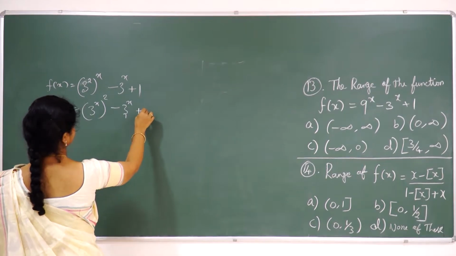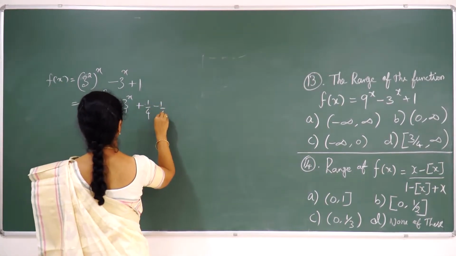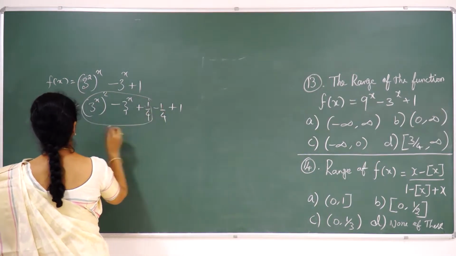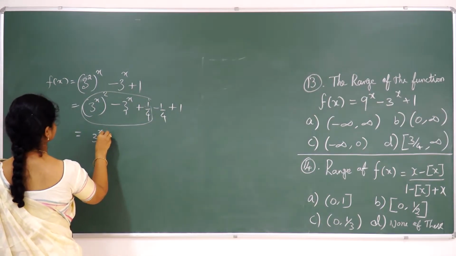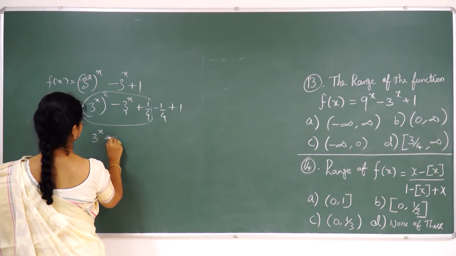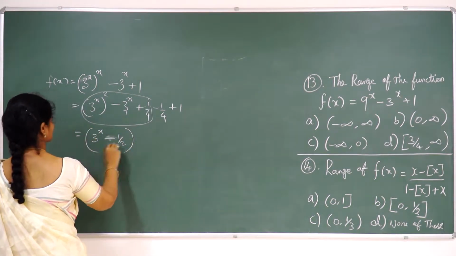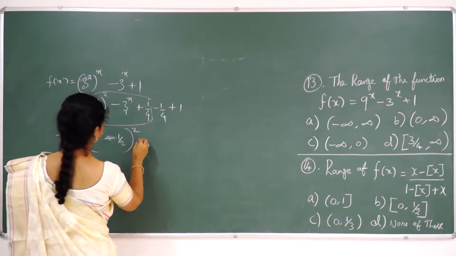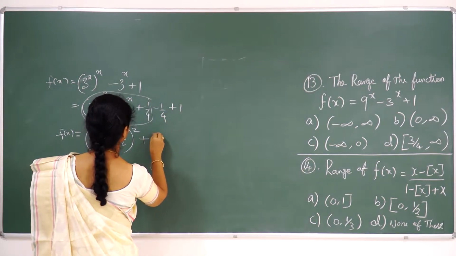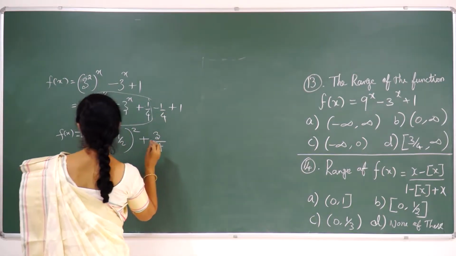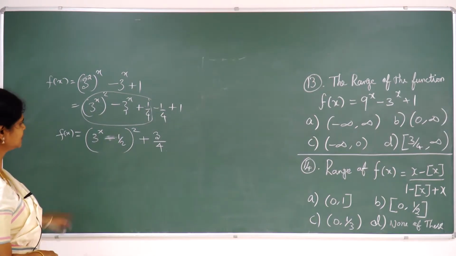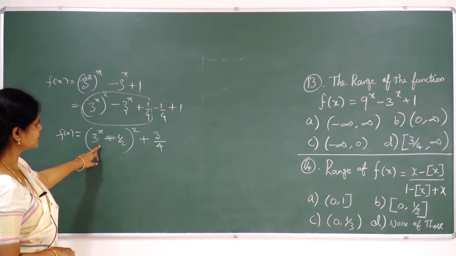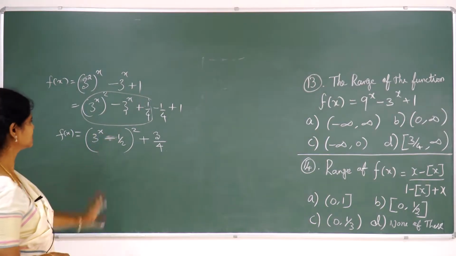You add plus 1 by 4 and minus 1 by 4 to make it a perfect square. This term is a perfect square, so this is 3 power x minus 1 by 2 the whole square. So f of x equals this term plus, 1 minus 1 by 4 is 3 by 4. The perfect square term is in a square, so it is non-negative. So the minimum value of this function is 0.